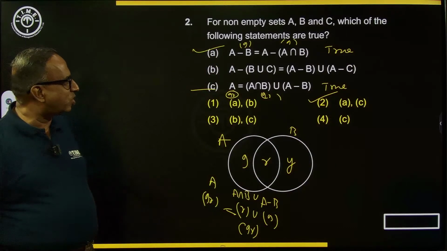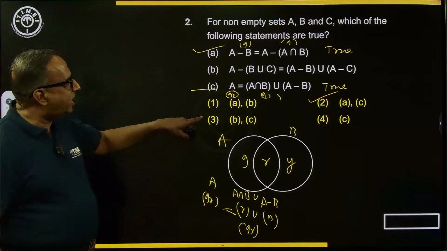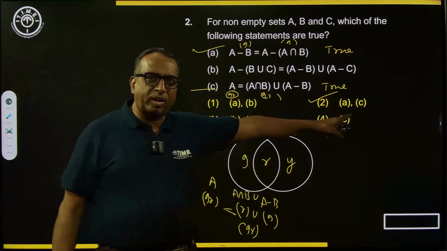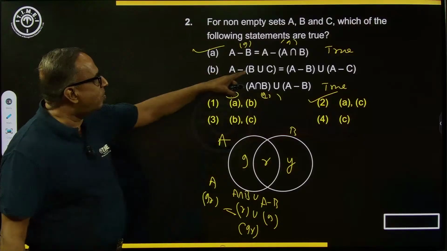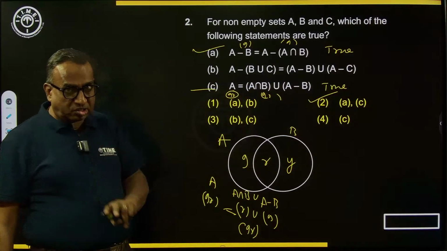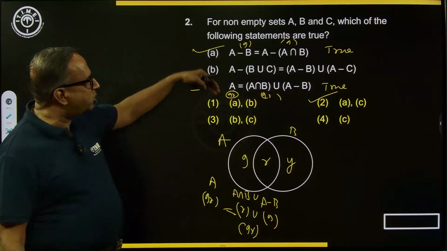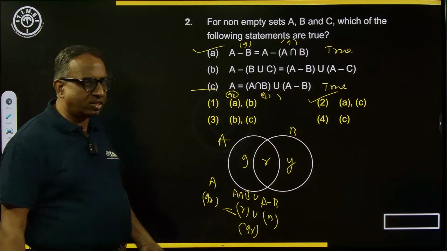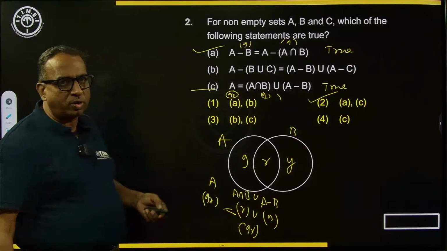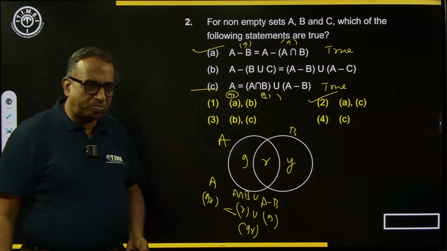We don't need to look at statement B, because A and C are only in the second option. It's just complicated, but I will discuss it anyway. Since A and C are true, we can mark option 2 as the answer and do away with it. But I am going to explain the second case also. Let's see.